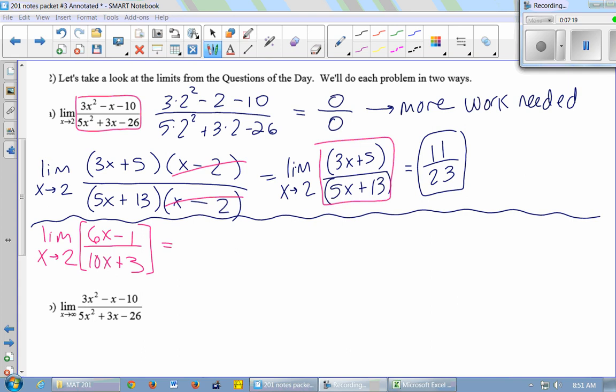6 times 2 is 12, minus 1 is 11. 10 times 2 is 20, plus 3 is 23.